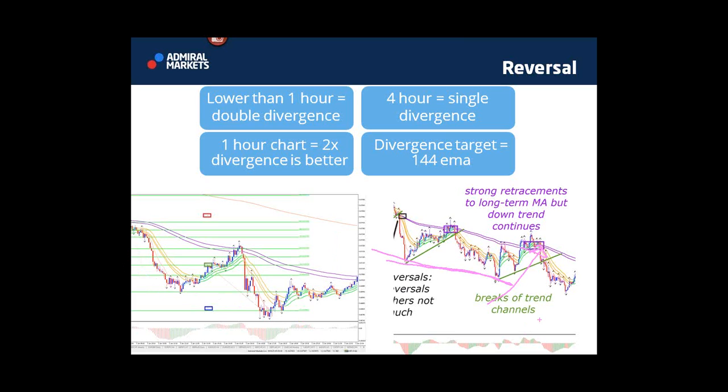That's the target. Once price has hit the 144 EMA, and hit the target, divergence in theory is in a way already not a factor anymore on that time frame. Now there could be a higher time frame that has divergence too, and that could still be lingering, right? So be careful of that. But the minimum target has been hit, so it's less of a factor, less of a thing to consider.